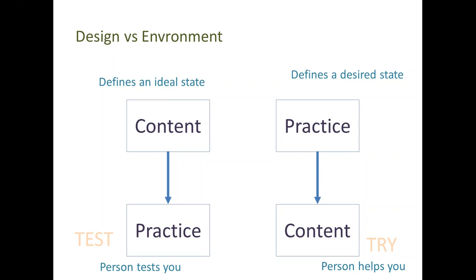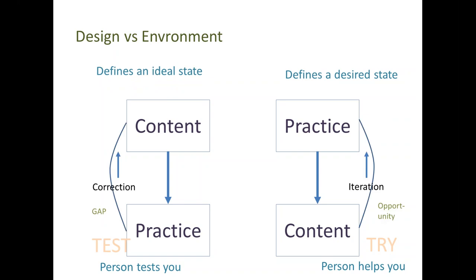You tried to dig a well. For some reason, you failed. You can only get 3 feet down, and then the wall started giving in or whatever. And the person doesn't sit there and say, well, you've obviously failed at digging wells. The person tries to help you accomplish the goal or the desired state that you're trying to achieve. And so that creates the feedback loop.